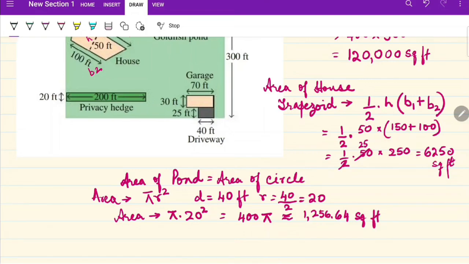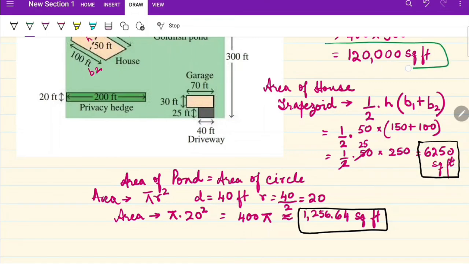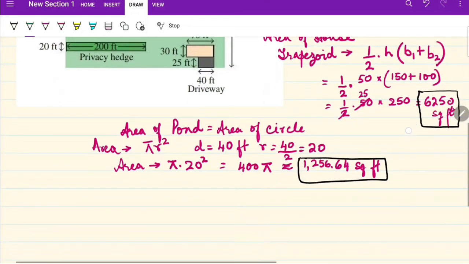Okay, so let's circle these areas that we are finding. Over here, this is the area of the pond. Then we have the area of the house, which was 6,250. And over here we have the area of the entire property. But we have a few more areas to calculate, that of the garage. So let's do that next.